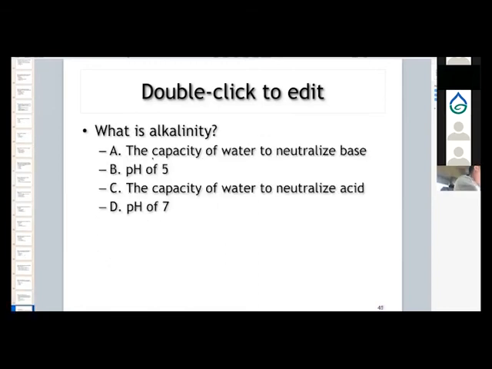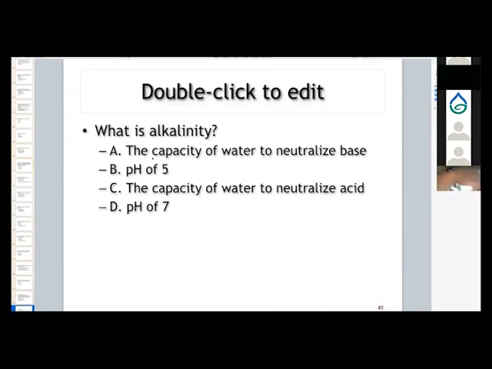What is alkalinity? A, the capacity of water to neutralize base, B, pH of 5, C, the capacity of water to neutralize acid, or D, pH of 7. Alkalinity is C, the capacity of water to neutralize acid. So alkalinity is the buffering capacity of water.